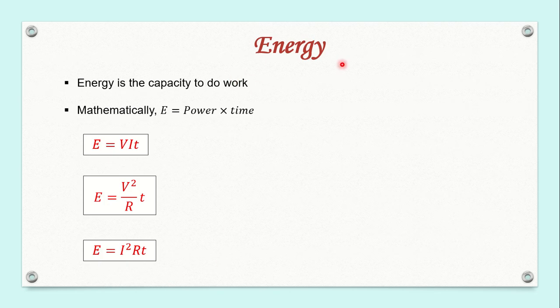The next term is energy. Energy is nothing but the capacity to do work, the ability to do work. Mathematically, energy is expressed as power into time. We have the equation for power as V into I, so energy is VIT. Another equation for power is V square by R, so energy becomes V square by R into T. And another equation for power is I square R, so energy is I square R into time, I square RT. So these three equations can be employed for calculating the energy.